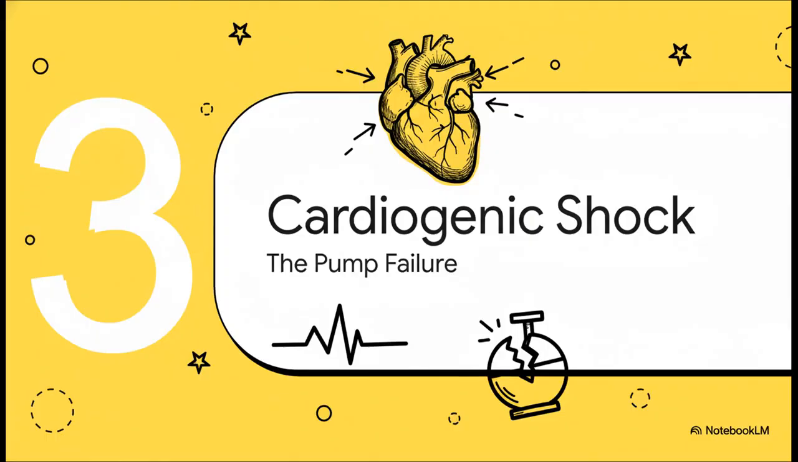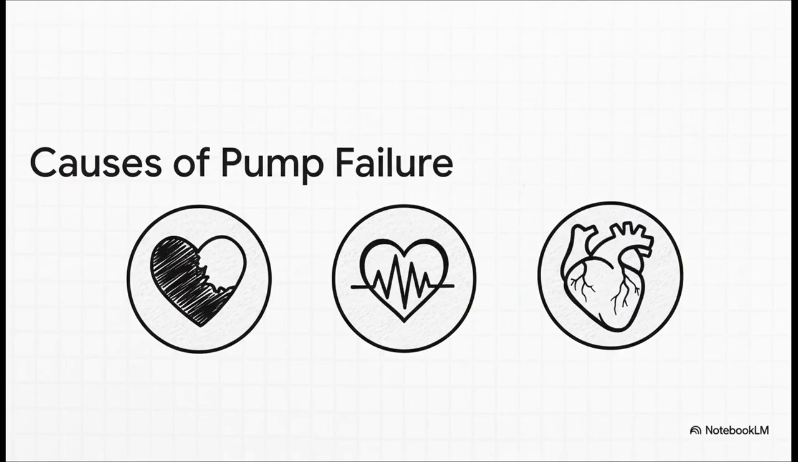Our third culprit is cardiogenic shock. In our analogy, the delivery trucks are full, the roads are the right size, but the main engine back at headquarters, the heart itself, is broken. This is a straight-up pump failure. And the causes are things that directly hurt the heart's ability to squeeze and pump. A big heart attack is the classic example. It just damages the heart muscle. But severe rhythm problems, arrhythmias, or just end-stage heart failure can also cripple the pump's ability to do its job.